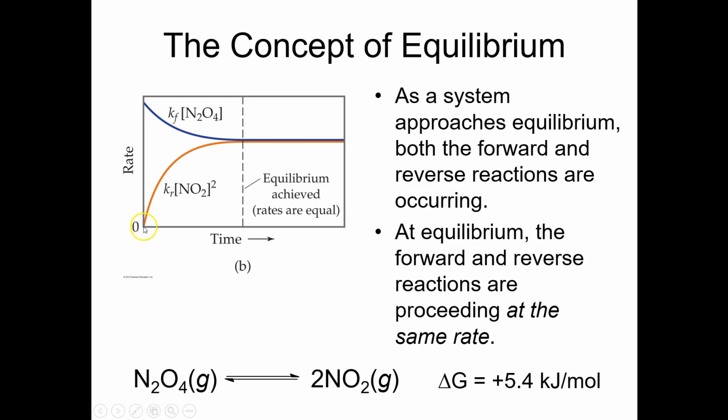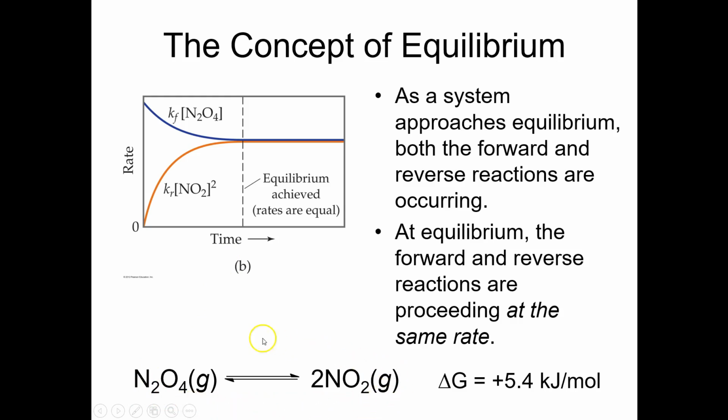So it has a rate of 0 at time 0. But as the forward reaction occurs, that builds up concentrations of reactants for the reverse reaction, and so its rate starts to go up. Eventually, they will zero in on each other and reach a point at which both reactions are occurring at the same rate. And when they're both occurring at the same rate, then you've reached equilibrium, and there's no net change in concentration of the reactants and products after that point.